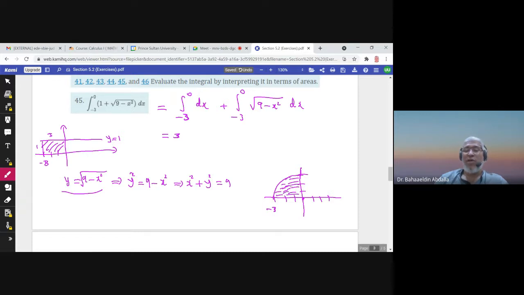Well, this is a quarter of the circle. So what is the area of the circle? It's pi r squared, but r squared here is 9. So it is 9 pi. Now the area of a quarter of the circle would be 9 pi over 4. So this is the required answer, 3 plus 9 pi over 4. You can check your answer also using the calculator.